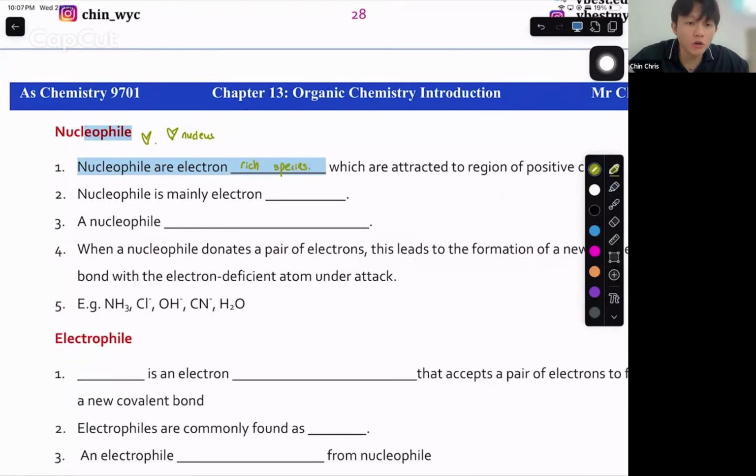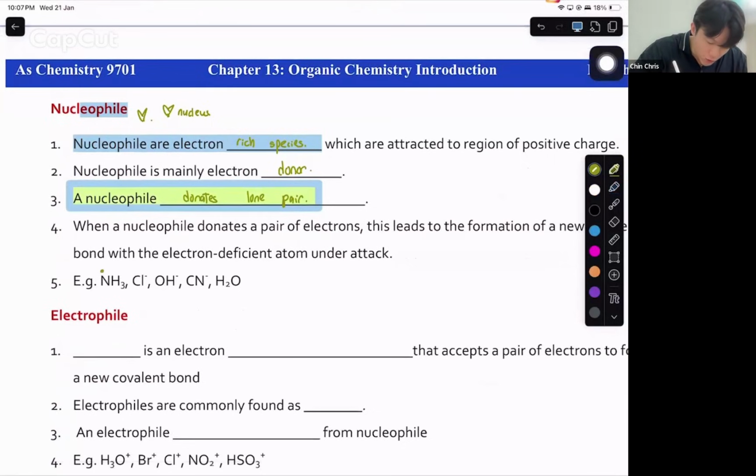Nucleophiles are electron donors, and a nucleophile donates a lone pair. So a nucleophile can also be understood as a lone pair donor. For example, nitrogen has a lone pair, Cl has a negative charge, O has a lone pair, nitrogen has a negative charge, O has a lone pair. So it either has a lone pair or a negative charge. Can you see that? That is the criterion for it to be a nucleophile. Okay, please write it down.